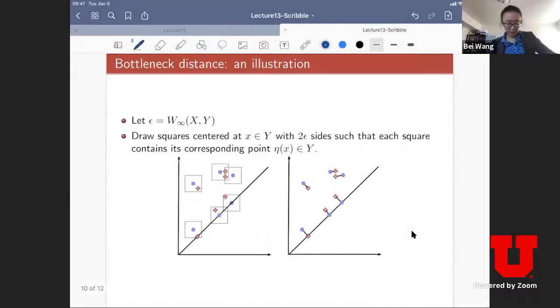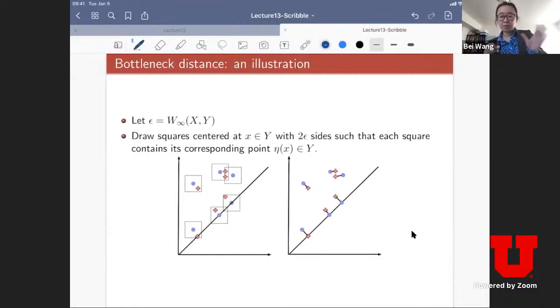And what does it look like? In this case, I have a persistence diagram that is only the blue points, and a persistence diagram that is only the red points. When you are doing this matching, for the off-diagonal points, most likely they're going to try to find the nearest possible point to match to.